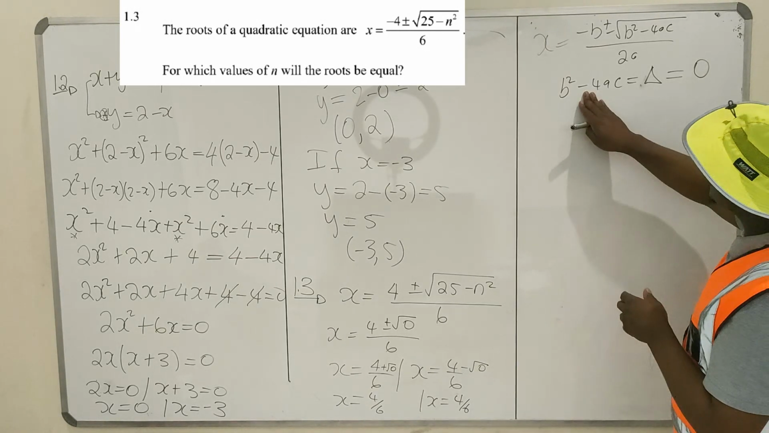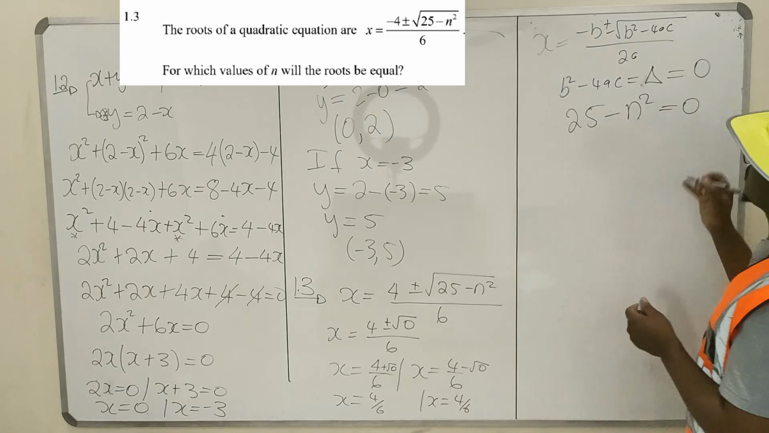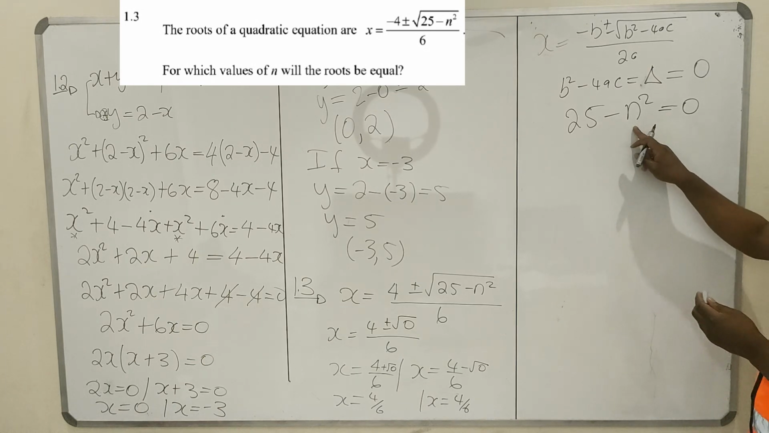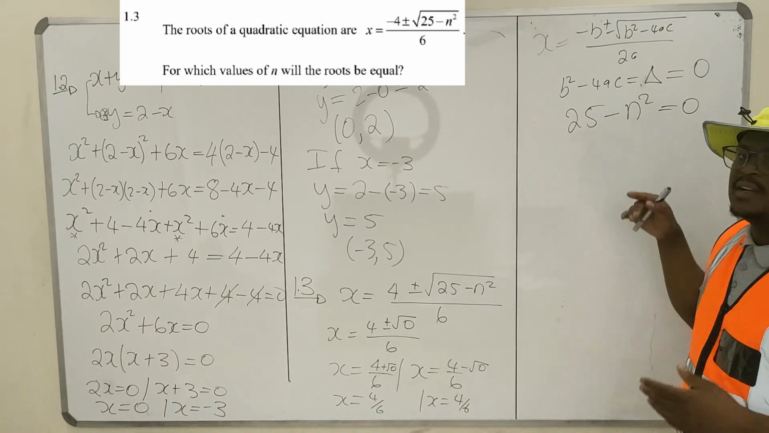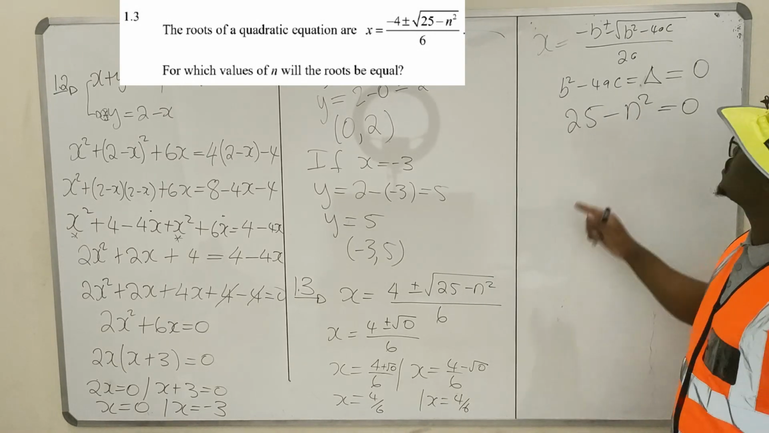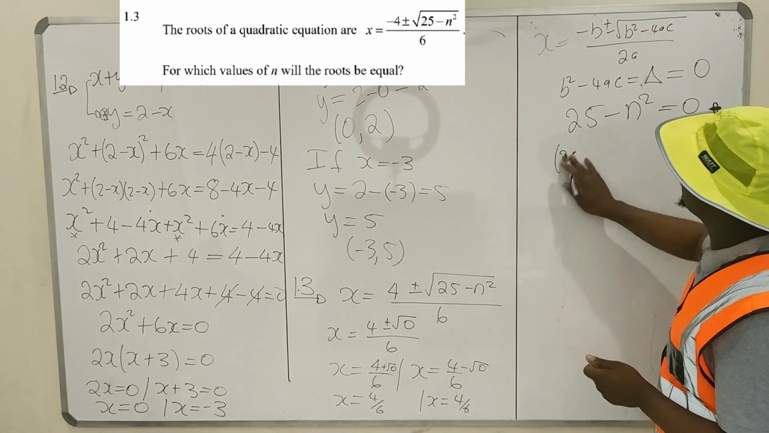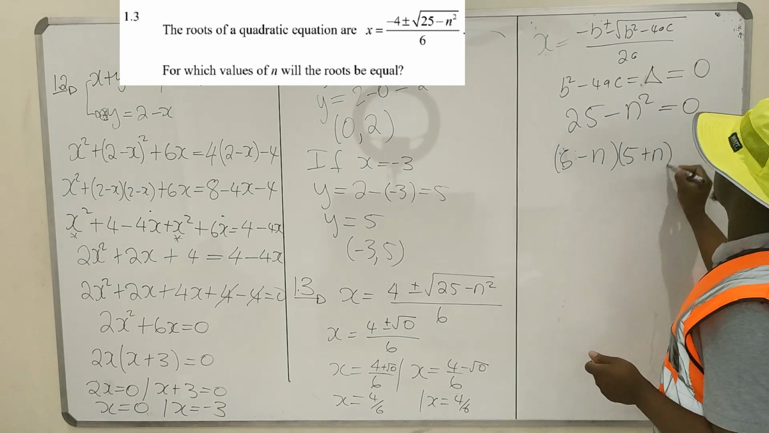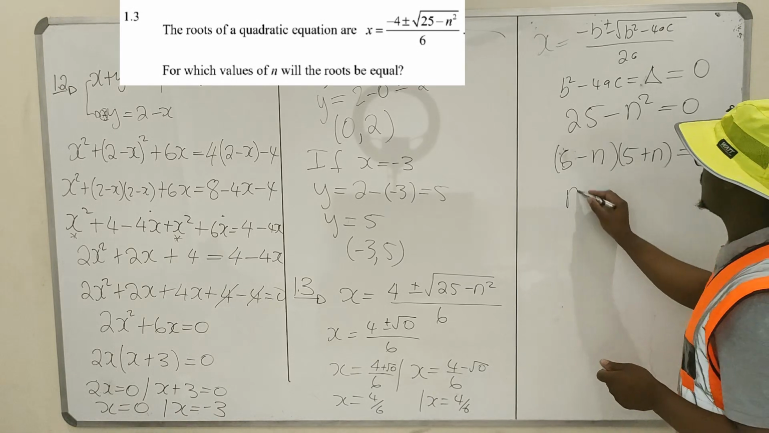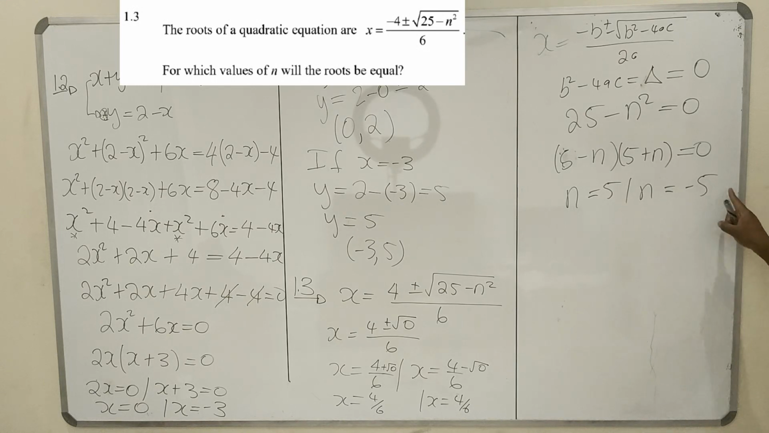But now you know what your discriminant is. It's 25 minus n squared, so it should be equal to 0, this part. So you must find the value of n, because they're asking what should the values of n be so that this has one solution. So we are saying what should the value of n be so that this thing is equal to 0. Factorize this. We have 25, we have 5 minus n and 5 plus n. Difference of two squares equal to 0. So n is equal to 5, n is equal to minus 5. So these are the values of n for which this thing will have equal roots.